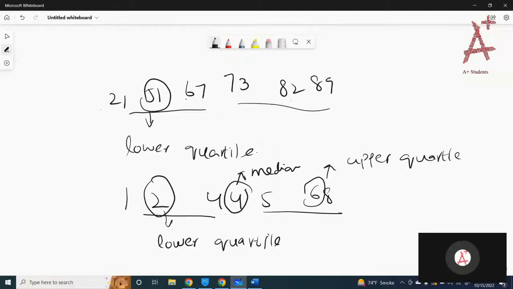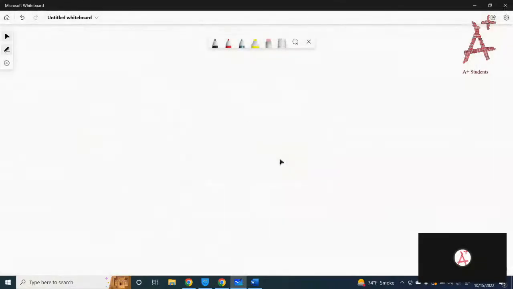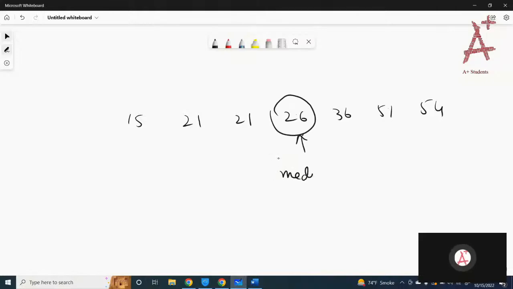Okay, the next one is: in the data set below, what is the lower quartile? 15, 21, 21, 26, 36, 51, and 54. 1, 2, 3, 4, 5, 6, 7. That means the fourth one is exactly the median. So 36 is the median. Got it? 26, sorry. 26 is the median of the data.